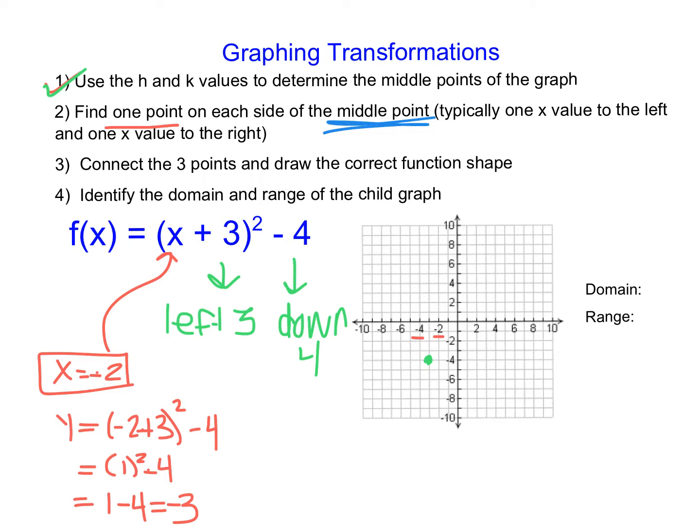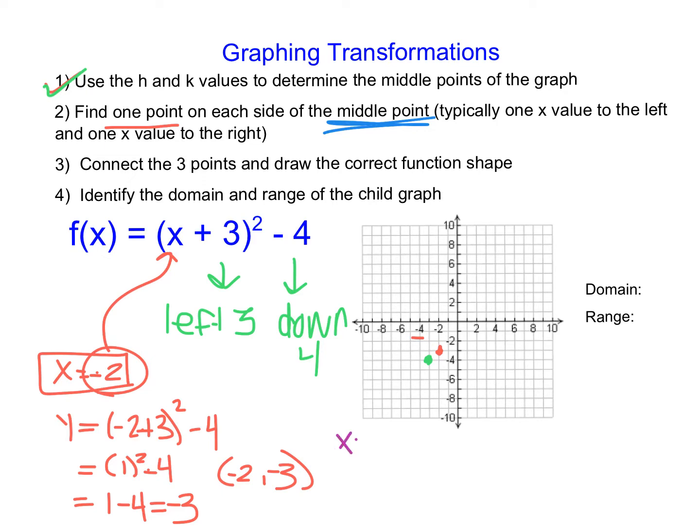So I'm going to move over. I know that my coordinate is x is negative 2, y is negative 3. So I can plot that point right here. So I've taken care of one of my x values, the one to the right of my vertex point, and I have found when x is equal to negative 2. Now I'm going to do when x is equal to negative 4. I'm going to repeat that same process.